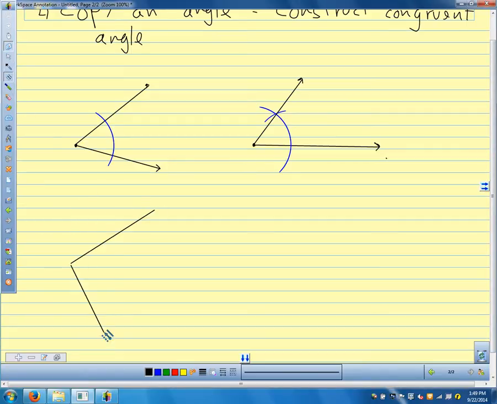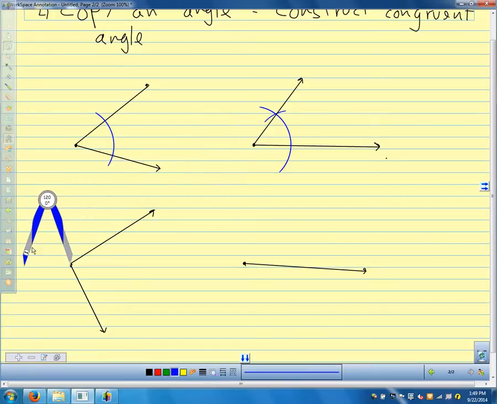So here's the angle that I want to copy. First thing I'm going to do is draw a ray that's going to be the side of my new angle. So there's my ray. That's going to be my new vertex. Grab my compass, set the point on the vertex, and then I just want to make an arc, any arc, through both sides of this angle. Like so. And then I'm going to take the compass, don't change the setting, set the point on the vertex of my new angle, and make a nice big arc there.